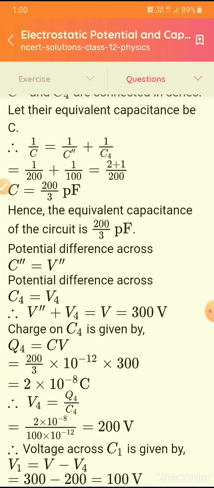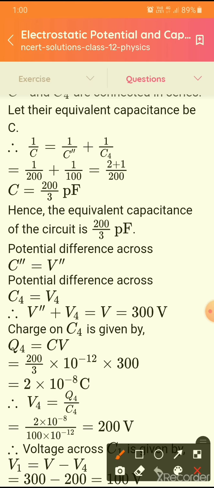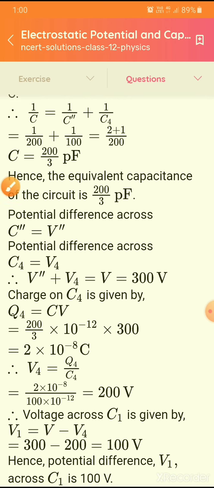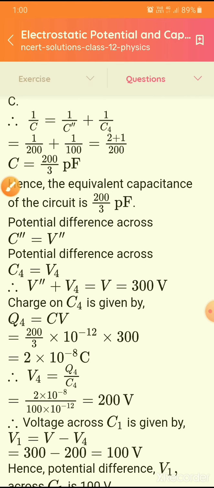So the C value will be 200 divided by 3 into 10 to the power of minus 12, to convert picofarads into farads. The V value will be 300. So finally, simplifying, it will be 2 into 10 to the power of minus 8 coulombs. So the charge Q4 will be 2 into 10 to the power of minus 8 coulombs.